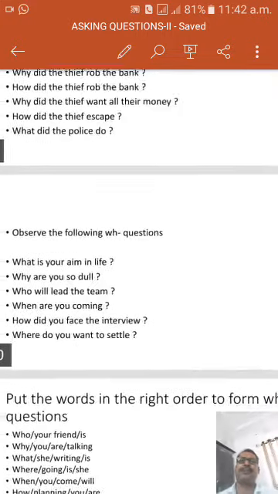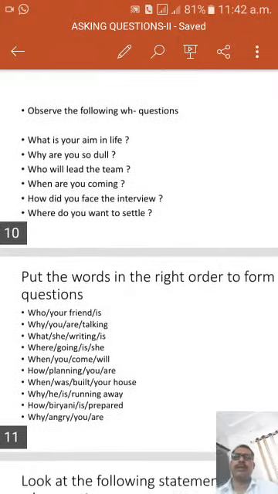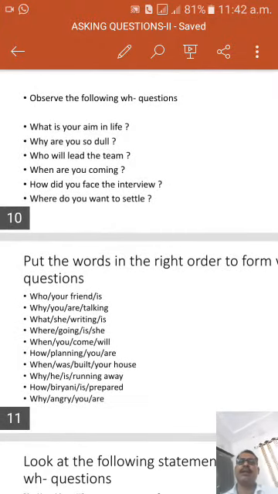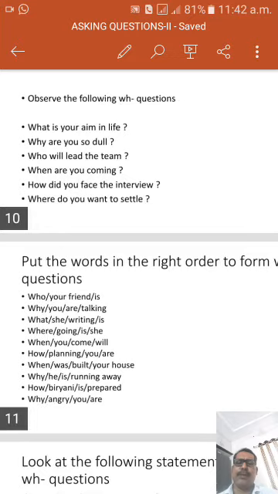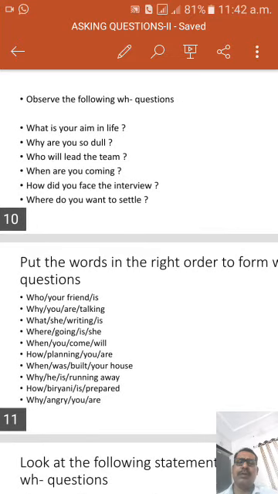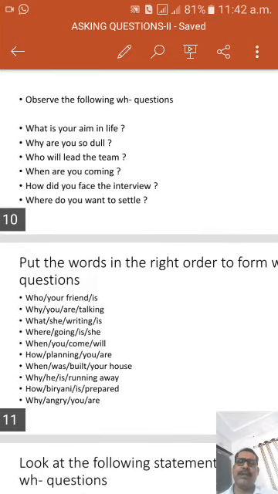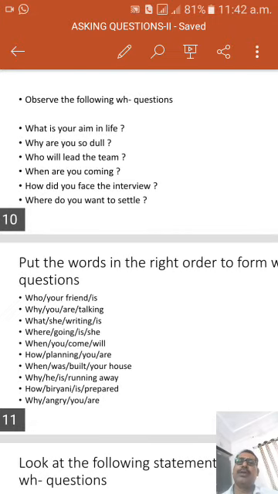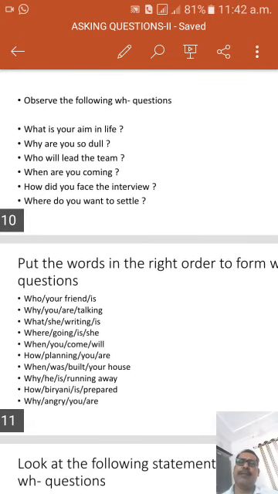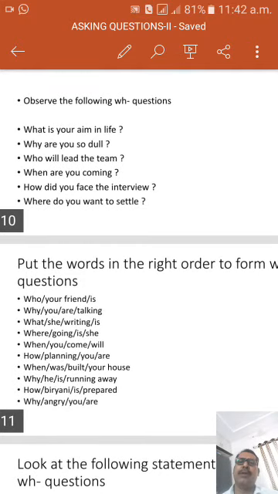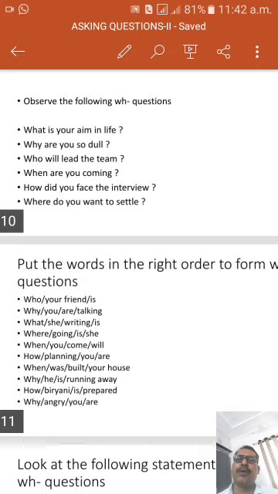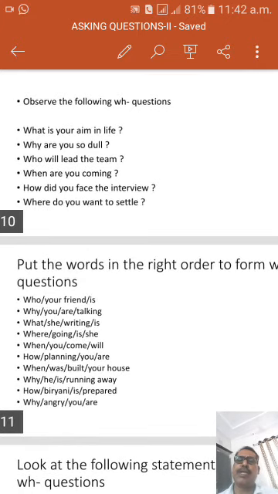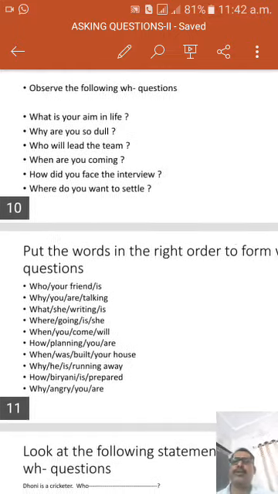Now some WH questions are given. You have to observe the word order in these questions. What is your aim in life? Why are you so dull? Who will lead the team? When are you coming? How did you face the interview? Where do you want to settle? So in this way.